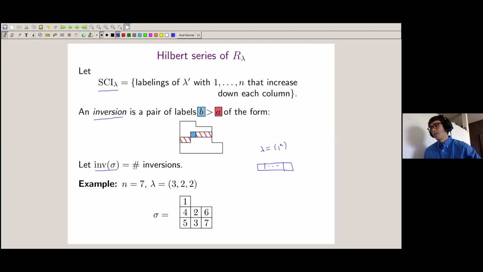So in this example, 4 is greater than the 2, 5 is greater than the 3. So those are the ones in the same row. But then also the 6 is greater than the 5, and the 6 is greater than the 3. So the inv of this sigma is 4.